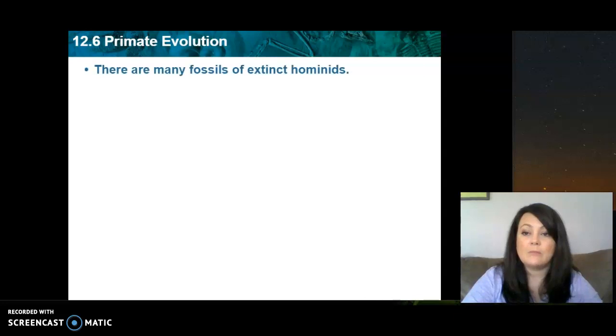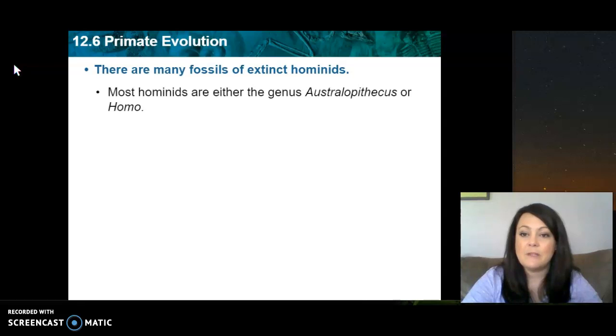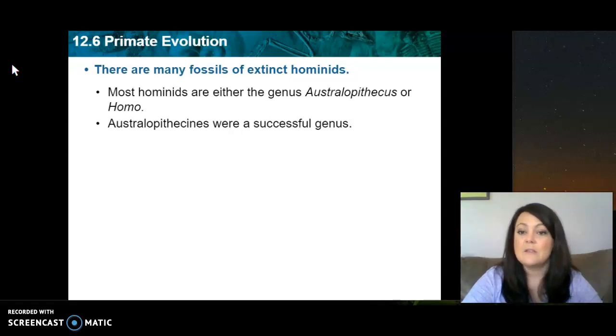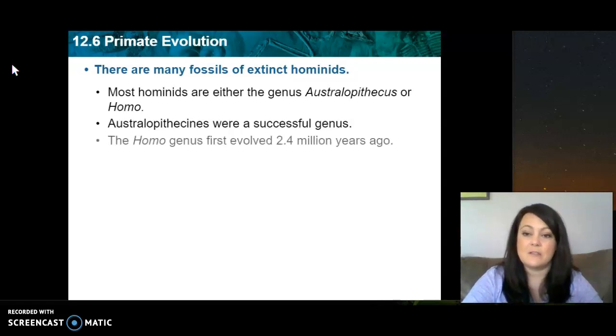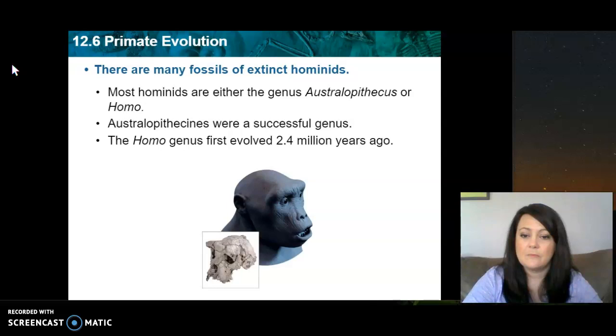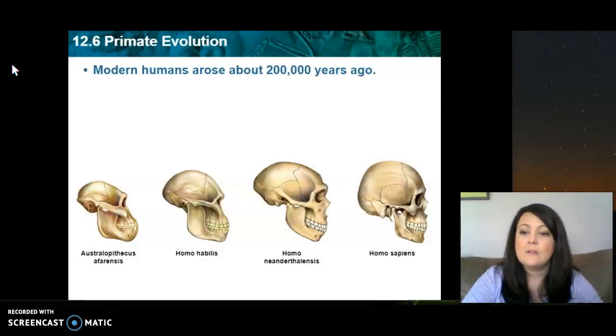There are many fossils of extinct hominoids. Most hominoids are either the genus Australopithecus or Homo. Australopithecines were a successful genus. The Homo genus first evolved 2.4 million years ago. Modern humans arose about 200,000 years ago.